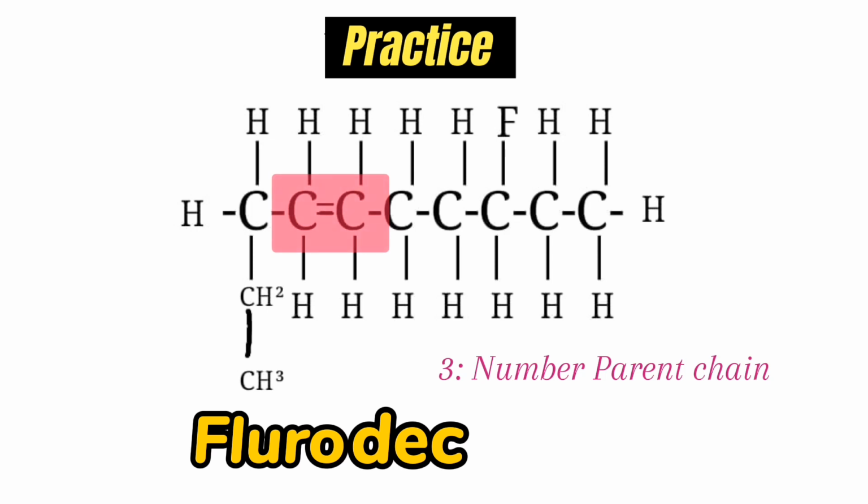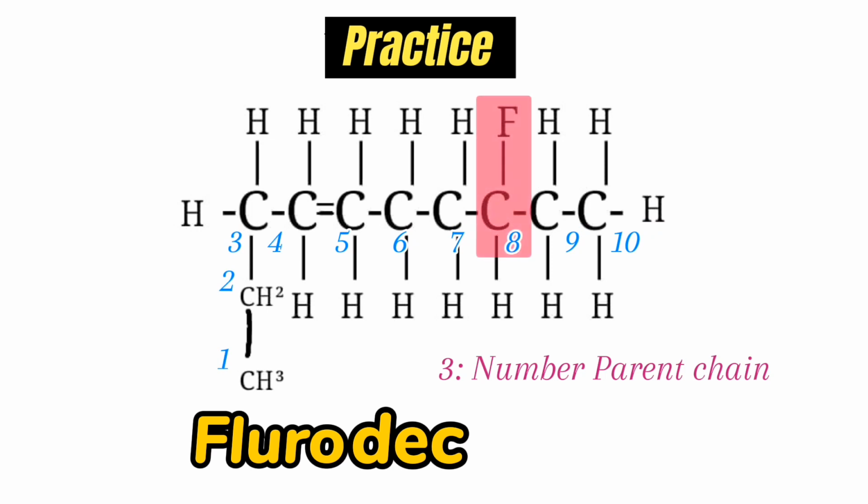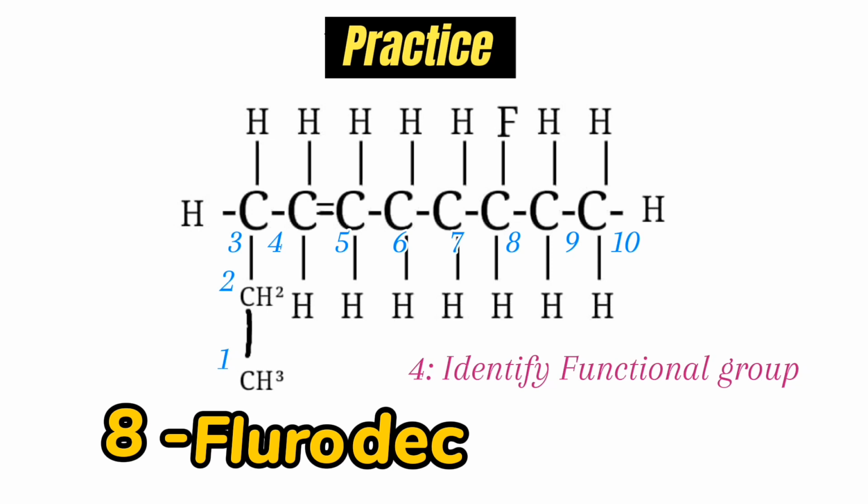As this compound has a double bond in the parent chain, it will get the priority and we will start the numbering from the end near the double bond, like this. Fluorine is attached to carbon number 8, so write 8 before fluoro. Rule number 4. Identify the functional group. As this compound has a double bond, the functional group is alkene. Write ene after dec.